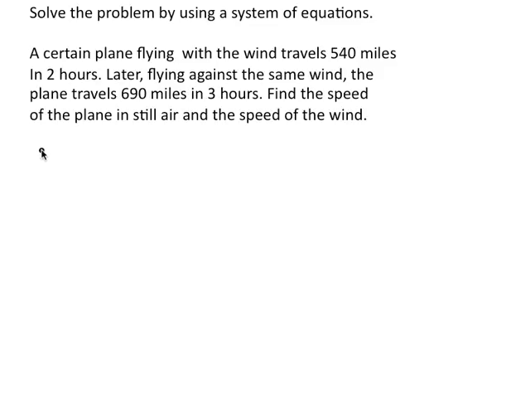I want to go ahead and solve this problem using a system of equations. A certain plane flying with the wind travels 540 miles in 2 hours. Later, flying against the same wind, the plane travels 690 miles in 3 hours. Find the speed of the plane in still air and the speed of the wind.